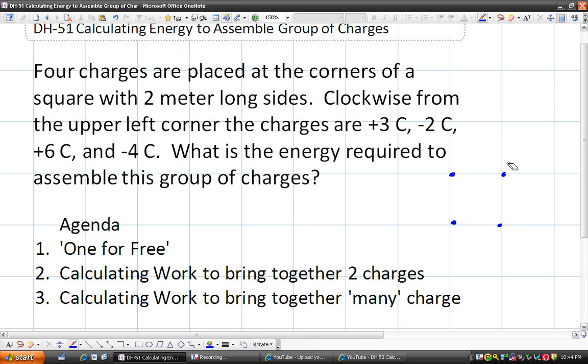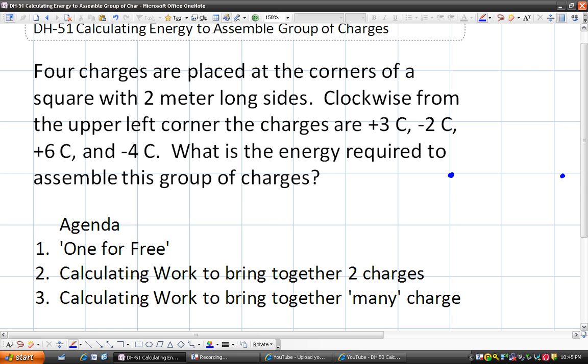So the first rule is that when you add one charge, and there are no other charges in the universe, you didn't have to push against any other electrostatic forces. So you didn't do any work. You didn't gain or lose energy in the system. But every other time you go to put charges in, you're going to have to do work.